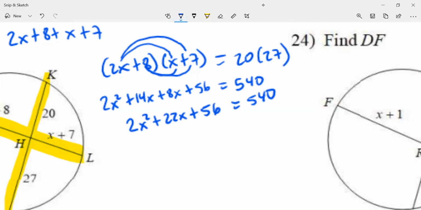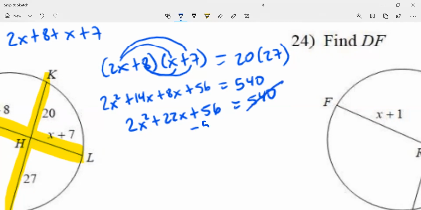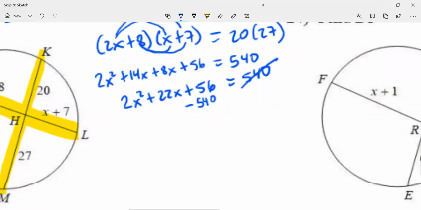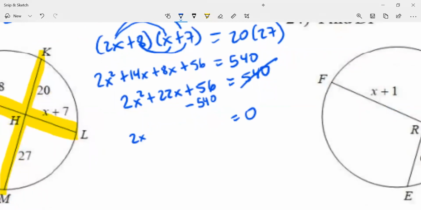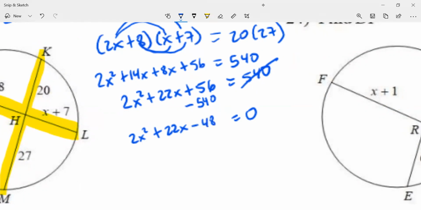Okay, so now I remember when we factored in Algebra 1. When I was going to solve by factoring, one of my sides had to equal 0. So let me move this 540 as a minus 540, because I want the right side equal to 0. So I have 2x squared plus 22x. Now 56 minus 540 is negative 484.